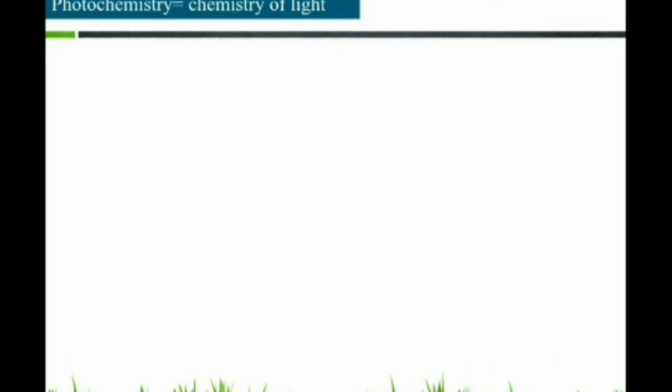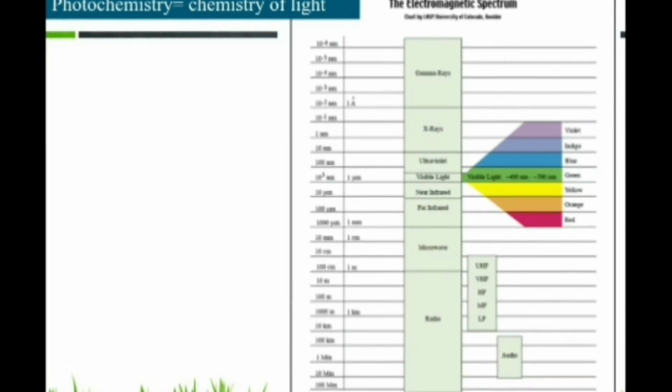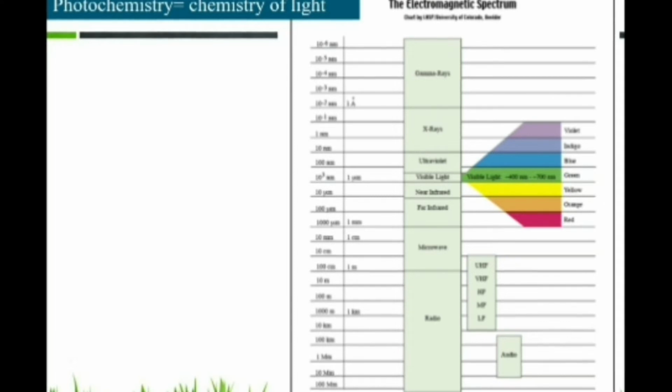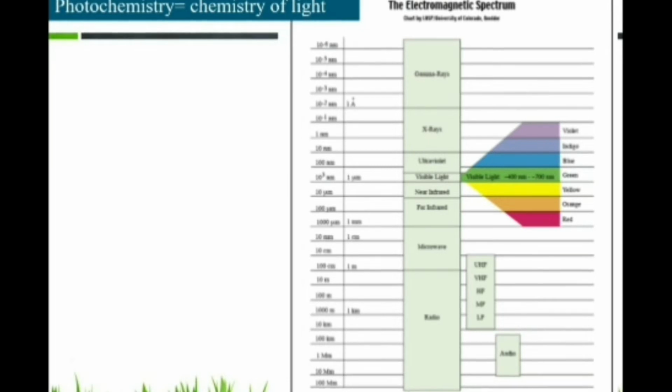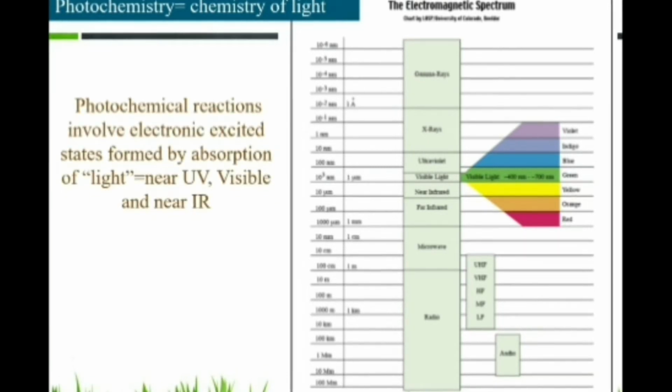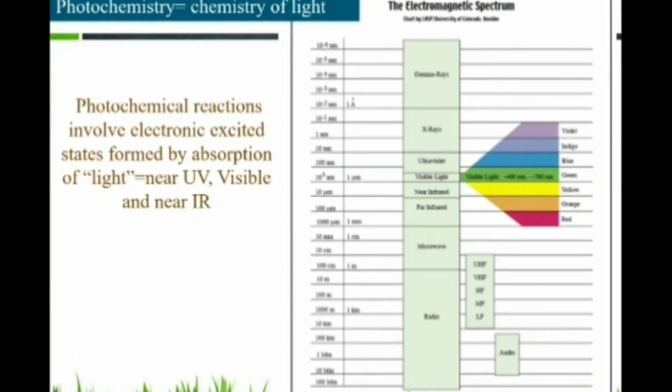Photochemistry means it is the chemistry of light. So what sort of light is concerned with photochemistry? You could see the broad electromagnetic spectrum over here. Visible light, of course, along with far infrared light and ultraviolet light is what could contribute to photochemistry. Photochemical reactions involve electronic excited states formed by absorption of light, that is near UV, visible and near IR.